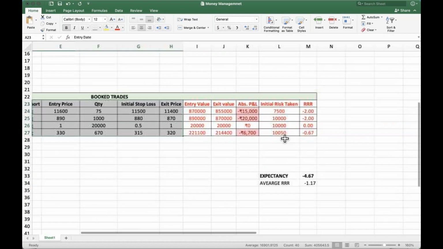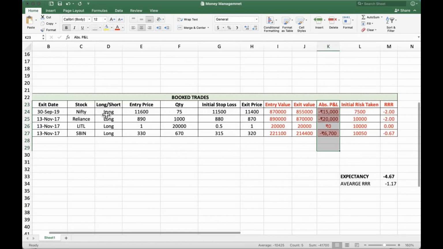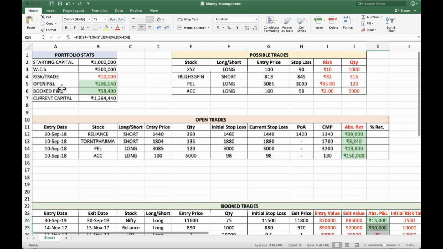Rest of it is in red, it will calculate itself on its own. It will calculate on its own what is the entry value, what is the exit value, and what is the absolute P&L. These two things will come at the end. Again, I'm going to turn them positive. So I've turned your booked profits also positive. The summation of absolute P&L, which is booked, closed, summation of this comes here, booked P&L.